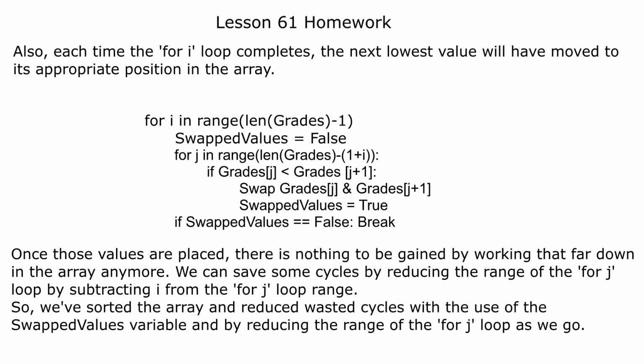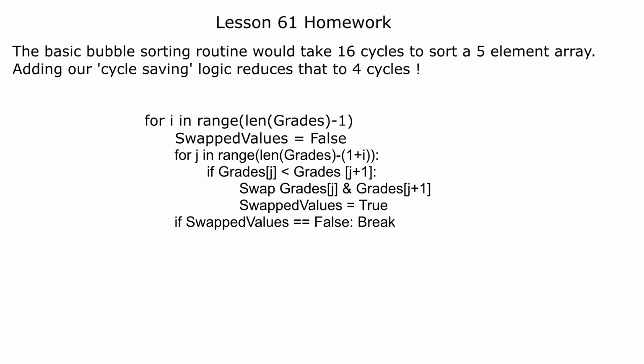So we've sorted the array and we've reduced wasted cycles with the use of the swapped values variable and by reducing the range of the for-j loop as we go. The basic bubble sorting routine would take 16 cycles to sort a 5-element array. Adding our cycle saving logic reduces that to only 4 cycles. Let's see how this works in practice.